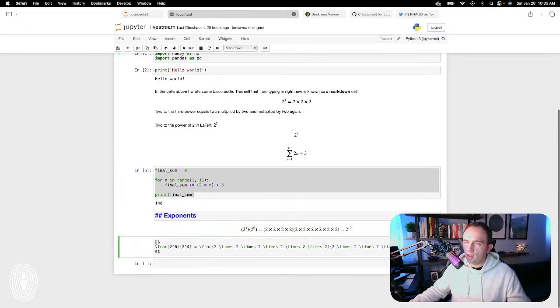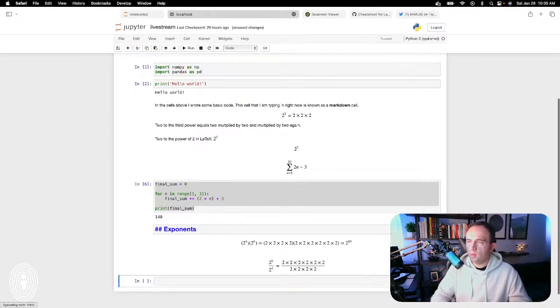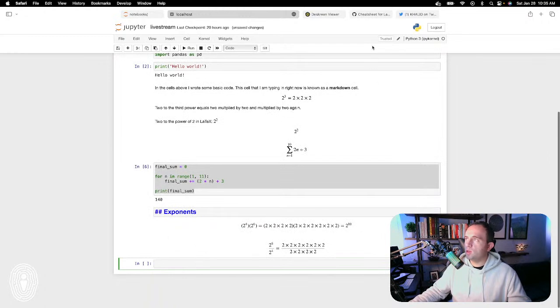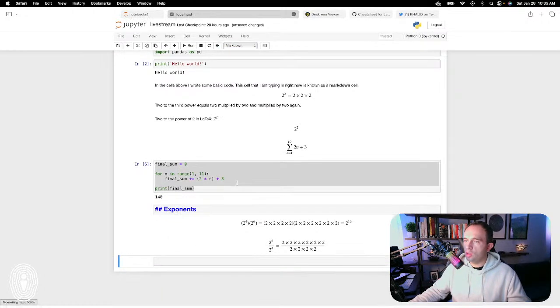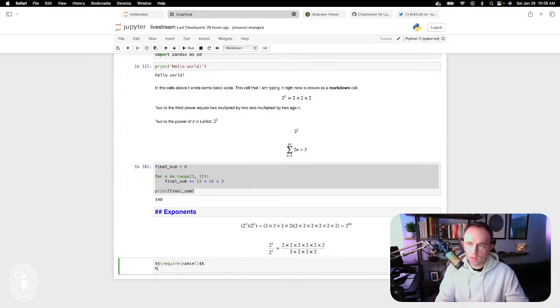Let me add that into my cell down here. Well, I want to do this as a separate cell. I should have done that. So I'm going to do this as a new markdown cell. All right, so require cancel, dollar sign, dollar sign.